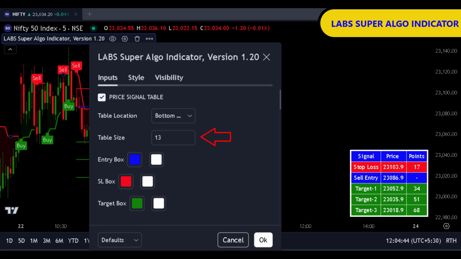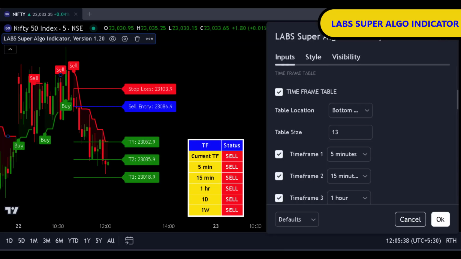From here, you can adjust the size of the table. From here, you can adjust the background color and text color of the entry, stop loss and target boxes. Then here below, you will see the inputs of the time frame table. Time frame table means this table.